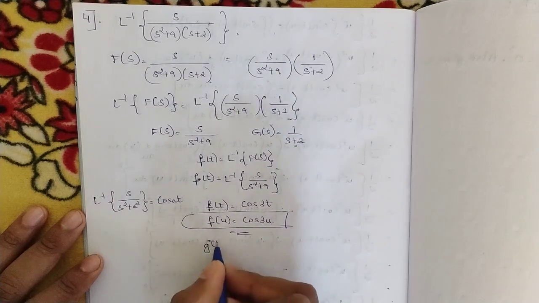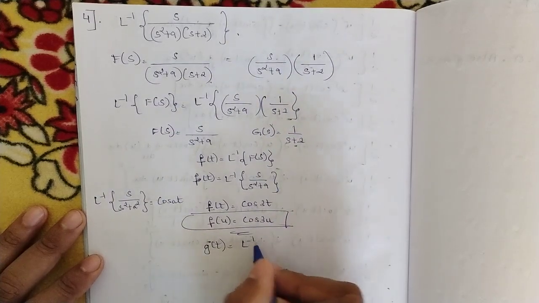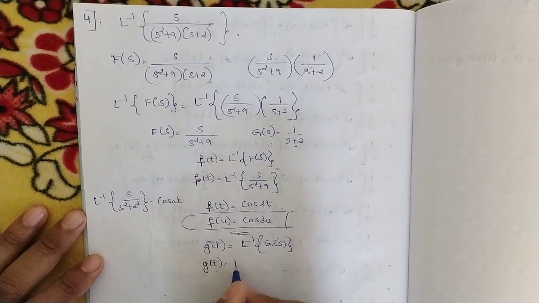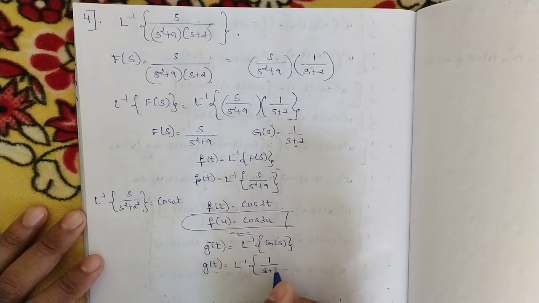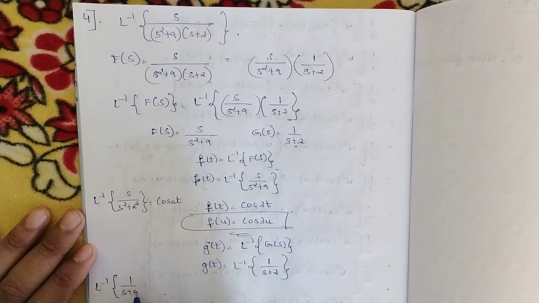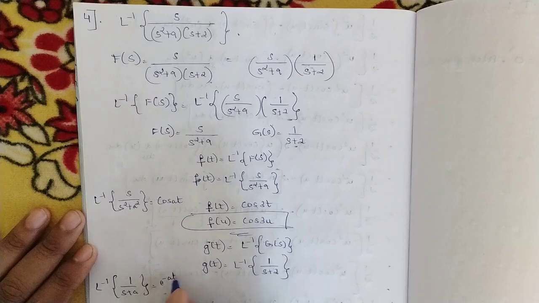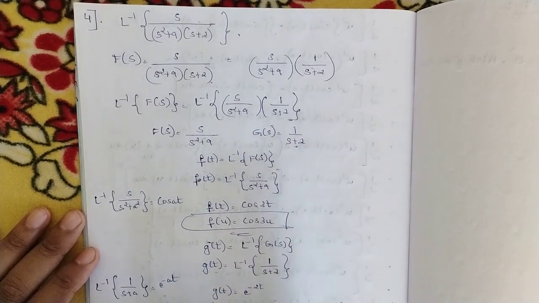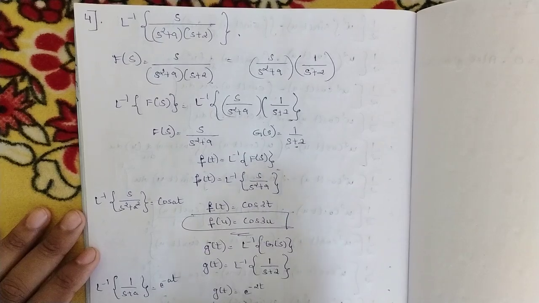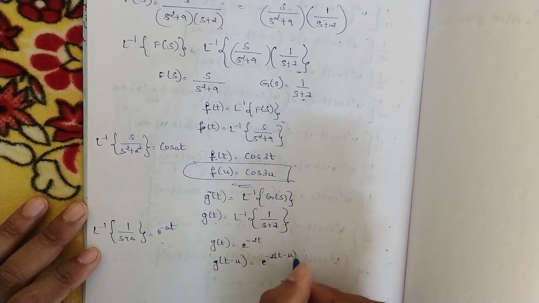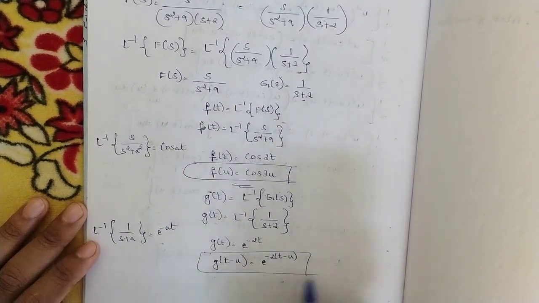So similarly for g of t, in order to find g of t minus u, we need to know g of t, that is L inverse of g of s. So g of t is equal to L inverse of 1 divided by s plus 2. So again this is of the form L inverse of 1 divided by s plus a, that is equal to e to the power minus at, right? So g of t is equal to e to the power minus, in place of a we are having 2, so e to the power minus 2t. So g of t minus u is equal to e to the power minus 2 into t minus u. So this is the value of g of t minus u.